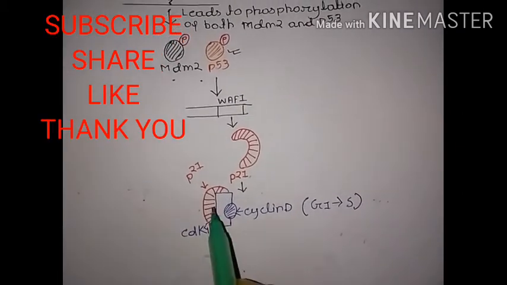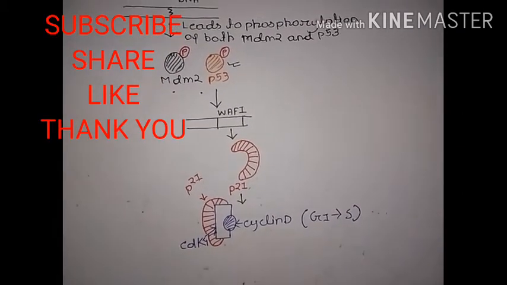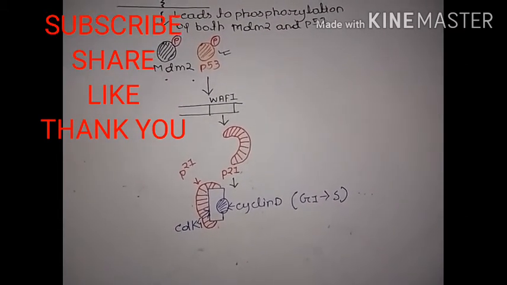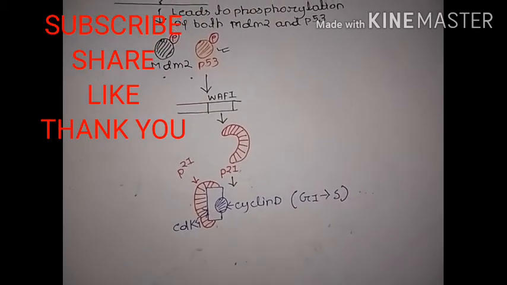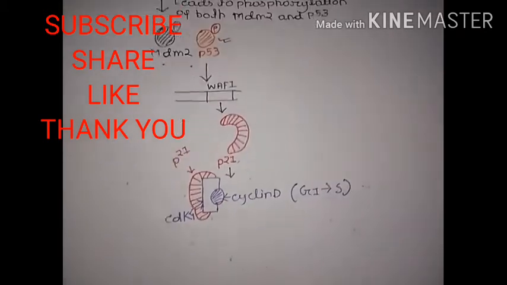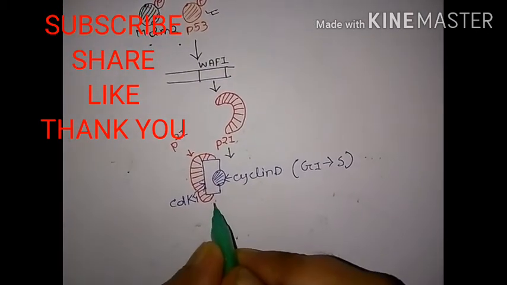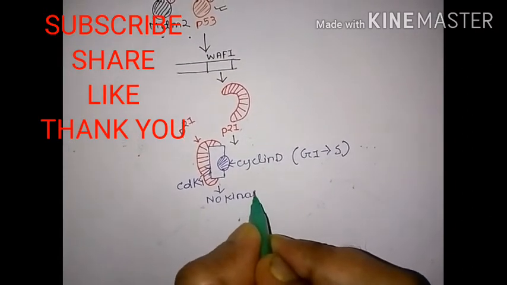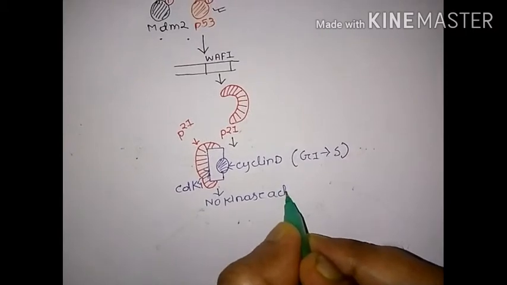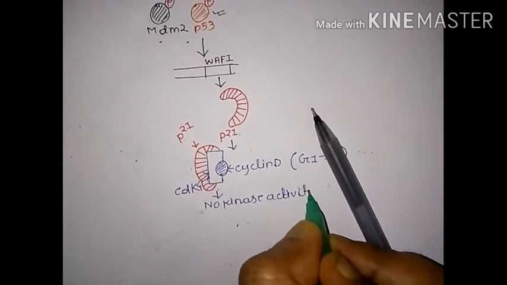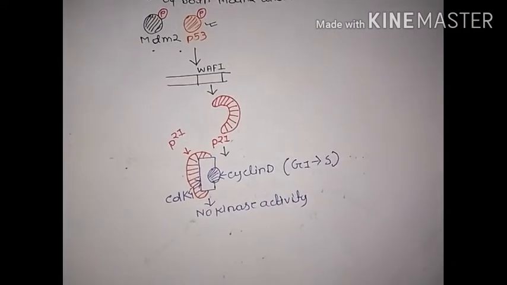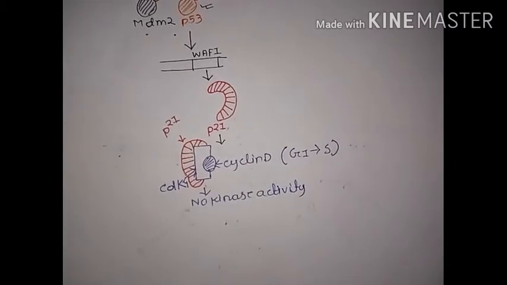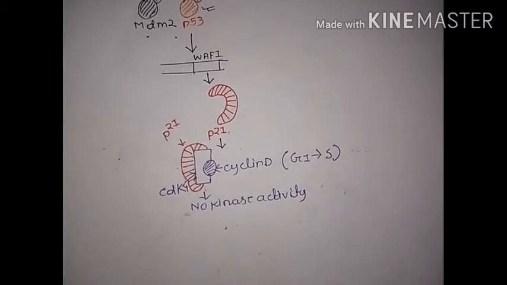But when we inhibit the functions of Cyclin D CDK4, it cannot phosphorylate pRB. So now pRB inhibits the function of E2F, so the cell arrests in G1. So when we inhibit the functions of Cyclin D CDK4, there is no kinase activity. The absence of kinase activity causes pRB to not be phosphorylated, and E2F is therefore not activated.